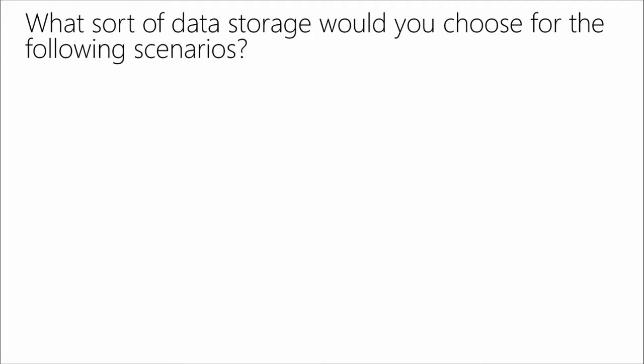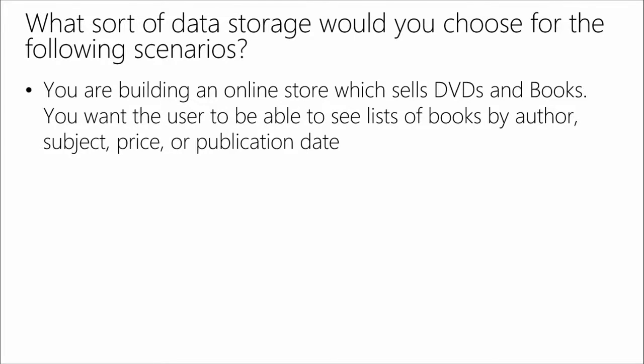Okay. I'm going to throw some scenarios at you, and I want you to think about which of the data storage options we discussed you think would be the best option. Because that is one of the things we've tried to do. If you're building an online store that sells DVDs and books, and you want the user to be able to see the list of books by author, subject, price, or publication date, which of our data storage options do you think would work? I'm seeing a lot, and one of the things to highlight, if I can just tangent.